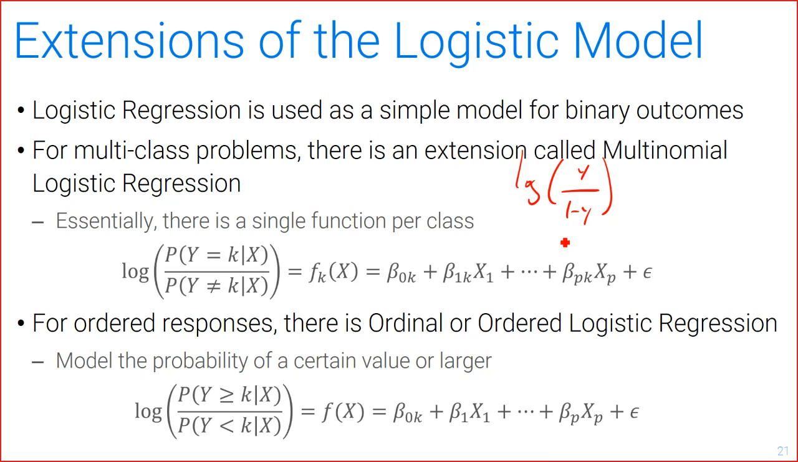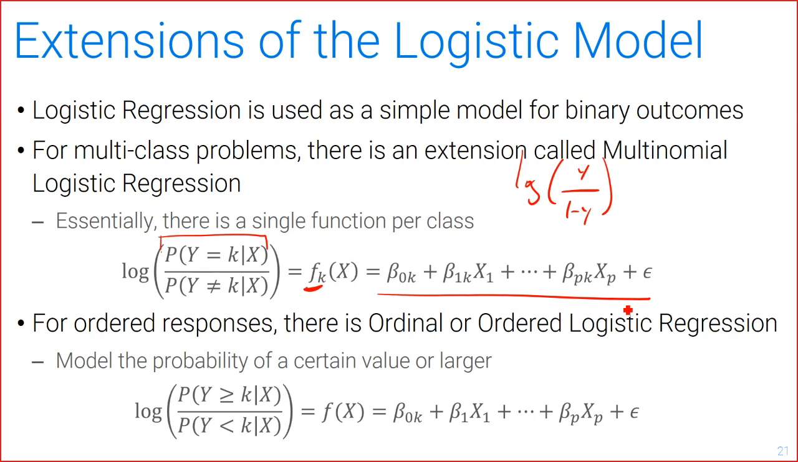And here what we do is the same thing for each of the classes. So what is the probability of a class K over the probability of not class K? This is again the odds of class K, and we just fit the model for that. So we have a model specific to that one class, and then a model specific to the other class, and so on. And so in the end, we are modeling the odds of each of the classes with a different model.